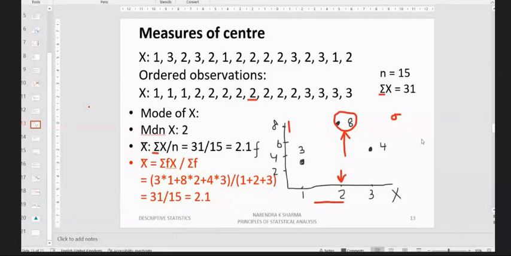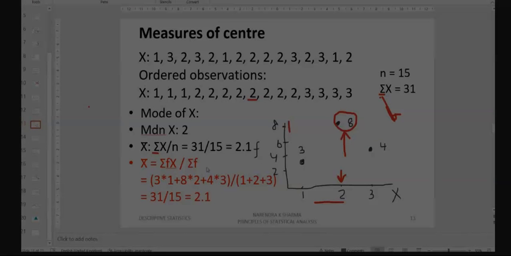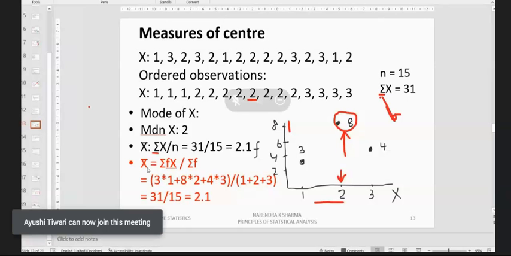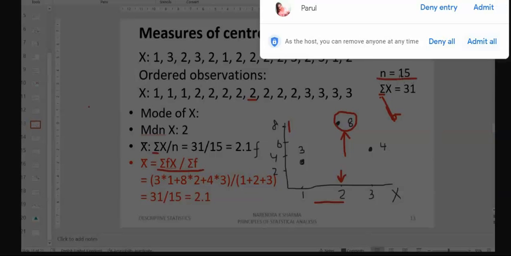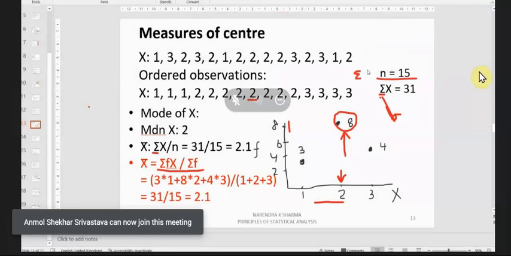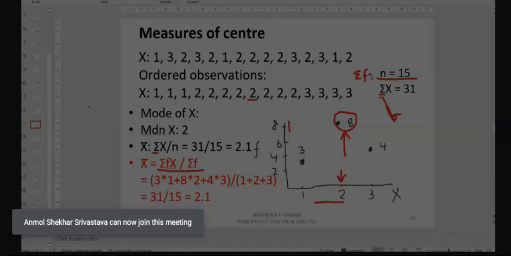Like in the English alphabet, you have capital A and small a. Similarly, in the Greek alphabet, you have capital letters and small letters. So both are pronounced as sigma. So sigma represents sum. Generally, when we want to represent sum, we say x bar is equal to the sum of the product of frequencies and x divided by the sum of the frequencies. Sum of the frequencies gives the total n, the number of observations.